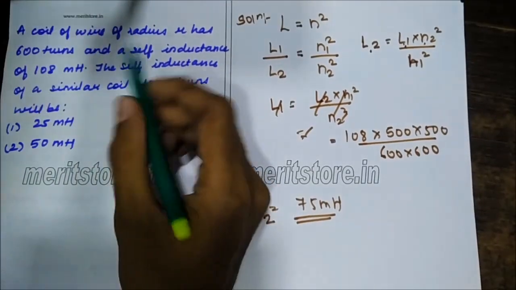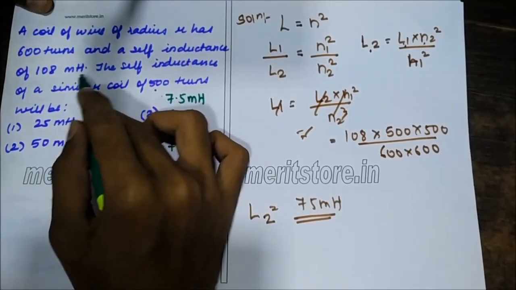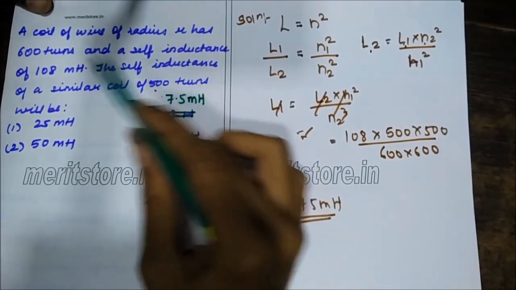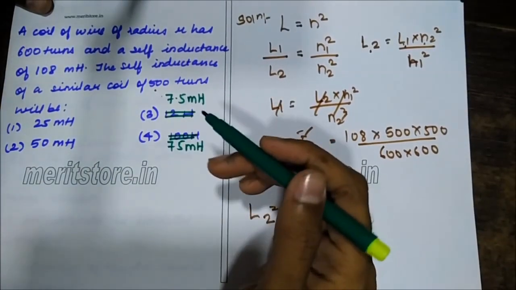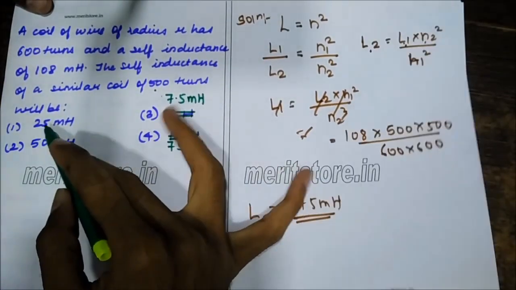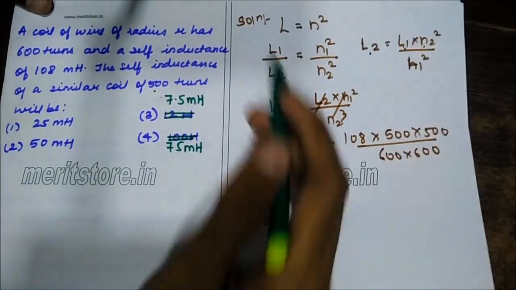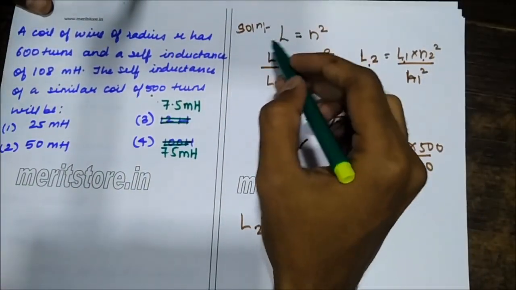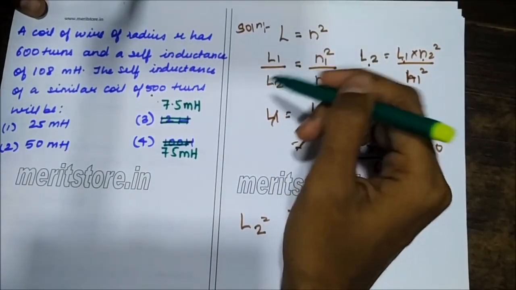A coil of wire of radius r has 600 turns and a self-inductance of 108 millihenry. The self-inductance of a similar coil of 500 turns will be? So here we need to find the self-inductance, and the options are 25 mH, 7.5 mH, 50 mH or 75 millihenry. Here the self-inductance is directly proportional to the square of the number of turns of the coil.